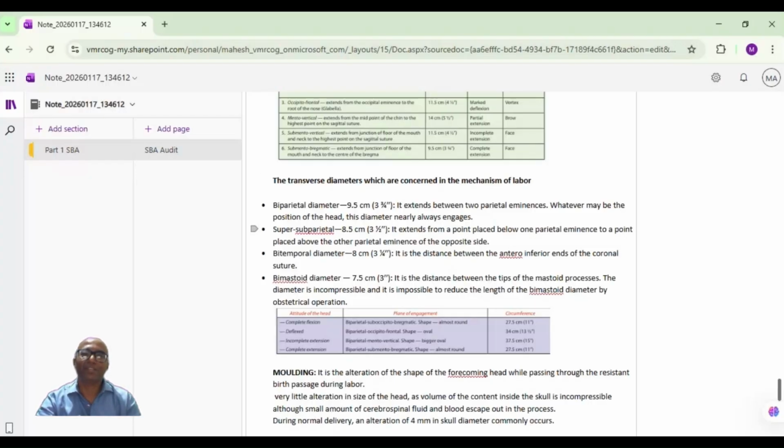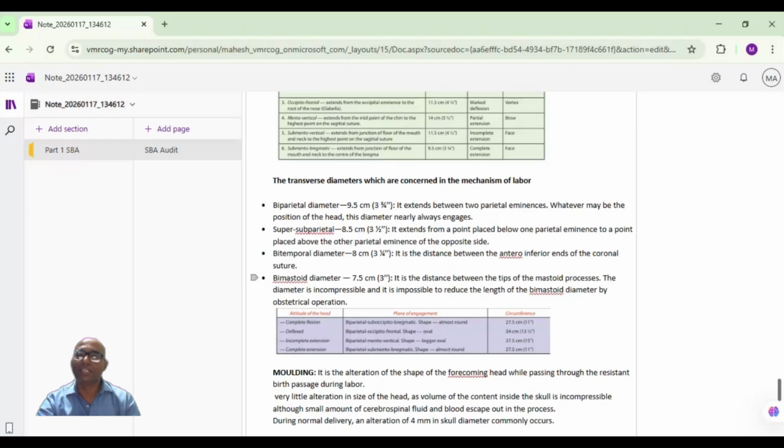Then the transverse diameters. We have the BPD, which is 9.5 centimeter and extends between the two parietal eminences. Super subparietal is 8.5, between the point below the parietal eminence to the opposite side at the level of the parietal eminence. This has not been asked, but BPD has been asked, 9.5 centimeter. Then the bitemporal diameter, the distance between the anterior inferior ends of the coronal suture, is 8 centimeter. Then you have the bimastoid diameter, which is 7.5 centimeter.